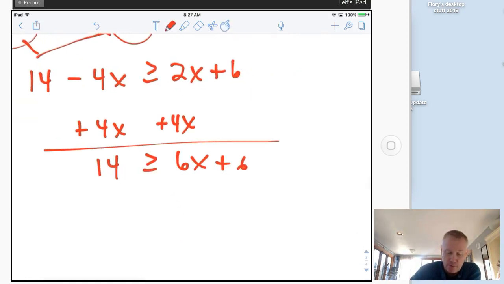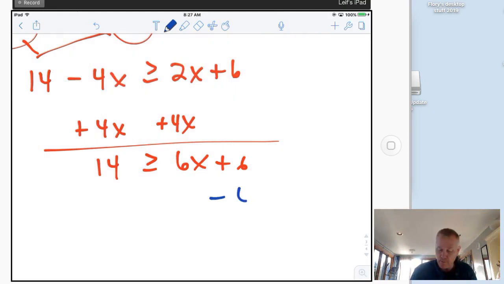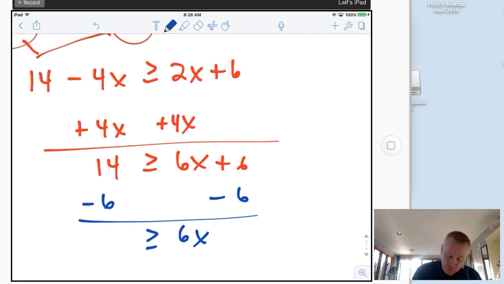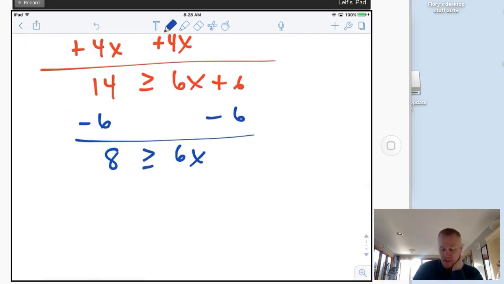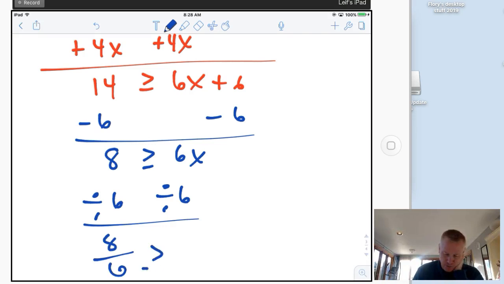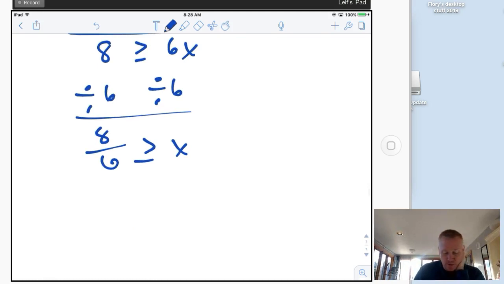Next, I'm going to bring my numbers to the other side. I got my 6x on the right. I want to have all my regular numbers over here. And I get 6x is greater than or equal to 14 minus 6, which is 8. And when I divide by 6, I get 8 over 6 is greater than or equal to x. That can be reduced. 8 divided by 6, you could either do a decimal, or as a fraction, it's 4/3.